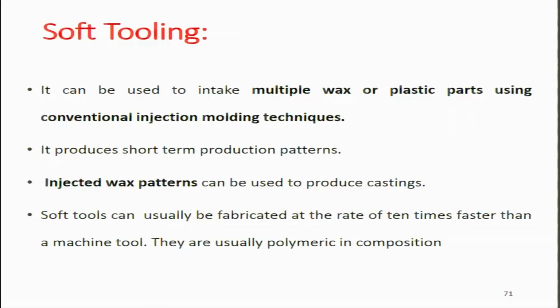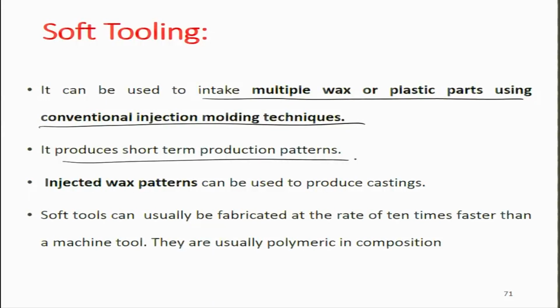For example, soft tooling can be used to make multiple wax or plastic parts using conventional injection molding processes. It produces short term production patterns. Injected wax patterns can be used to produce castings. Soft tools can usually be fabricated at the rate of 10 times faster than a machine tool, and they are usually polymeric in composition and basically made up of soft materials.